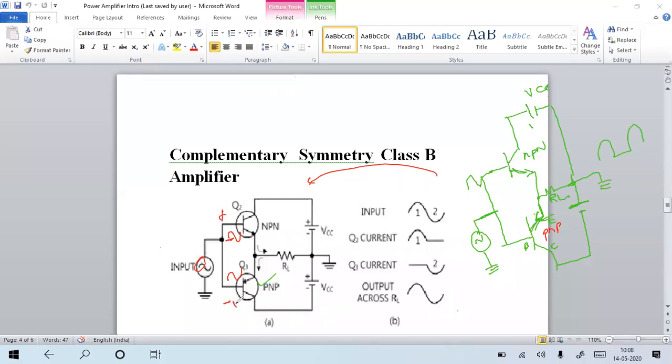transistor needs a negative signal to turn on. So during the positive cycle of the input signal, the NPN transistor will maintain the on state. What about the PNP transistor? PNP transistor is off. What is the current flow? Current flow is like this. The current flow through the load is like that.